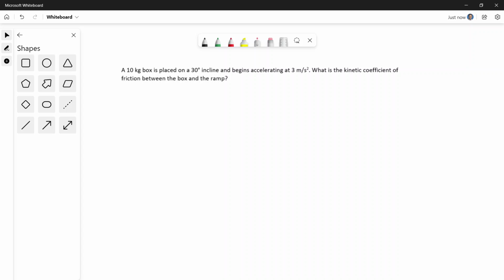In this problem, we have a box accelerating down an incline, and we're asked to find the kinetic coefficient of friction between the box and the ramp. As with any dynamics problem, it starts with a free body diagram. So I'm going to draw my ramp surface.